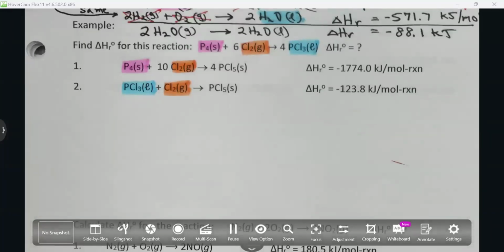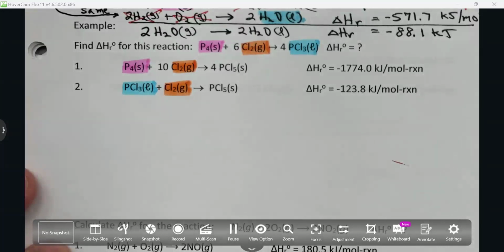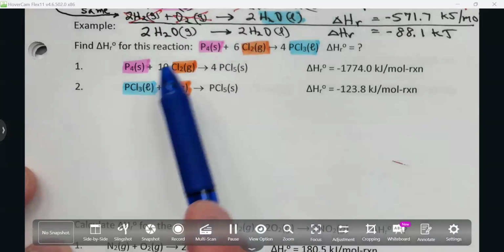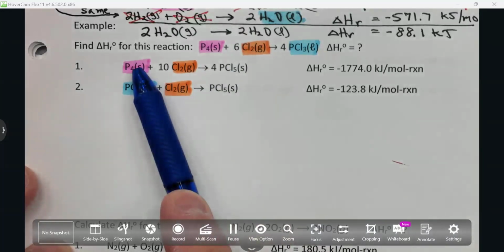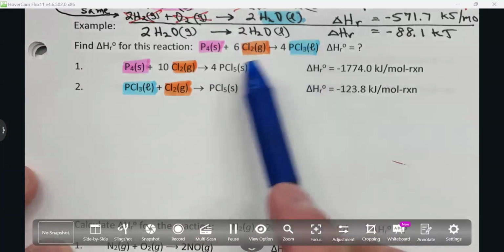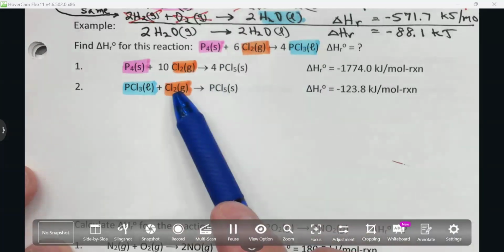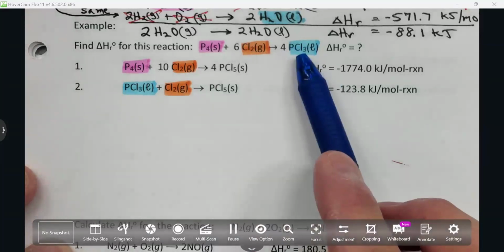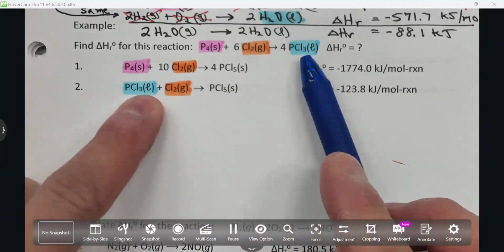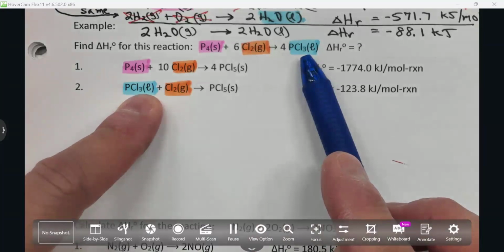This has got some ugliness to it. Okay. The P4 solid looks good. It's on the reactant side here, what in the reaction we want, and it's on the reactant side here. That looks good. The Cl2, right now, if I added these up, I'd have 11 of them, correct? On the left. But I got 4 PCl3. I only have 1 PCl3 here.